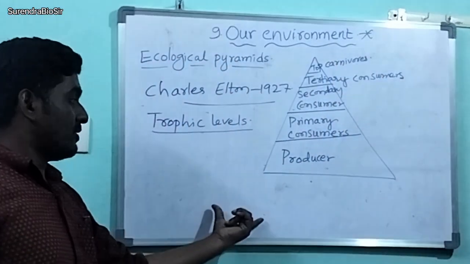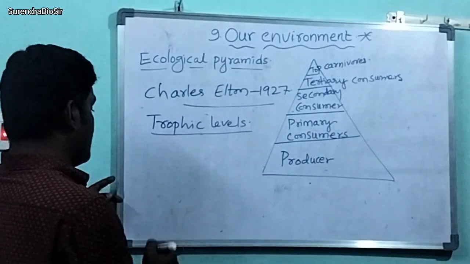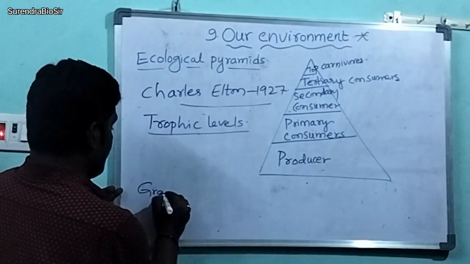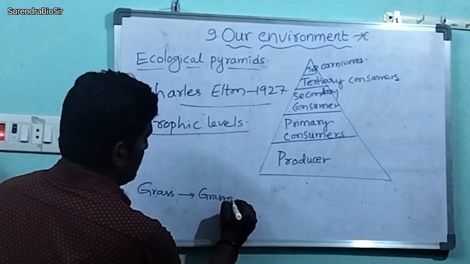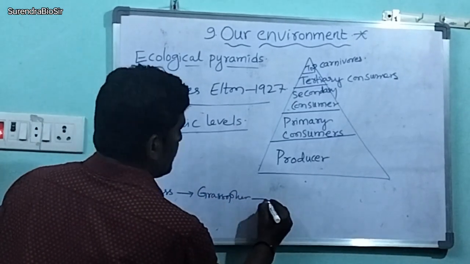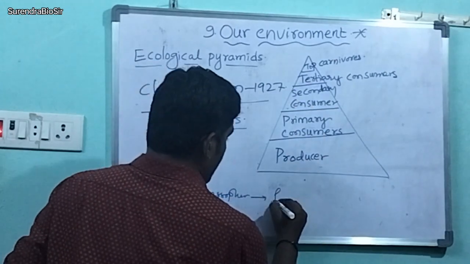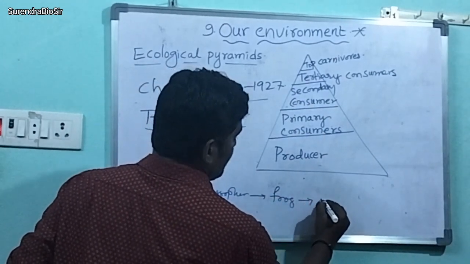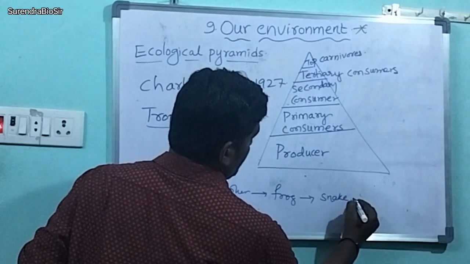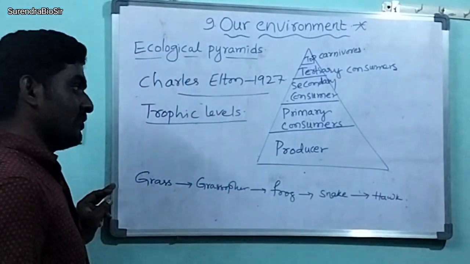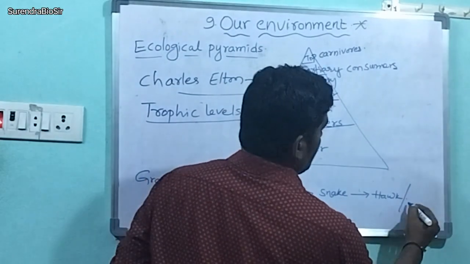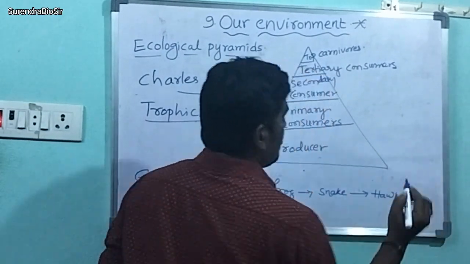So shall I explain with an example? Just now we discussed, right? Grass is eaten by grasshopper. Grasshopper is eaten by frog. Frog is eaten by snake. Snake is eaten by a hawk, or eagle.